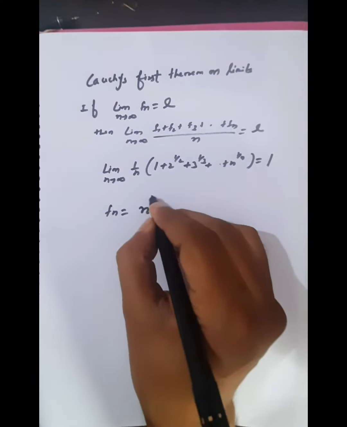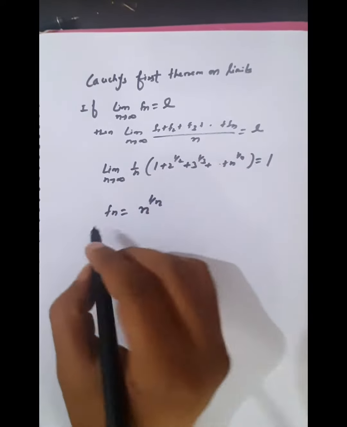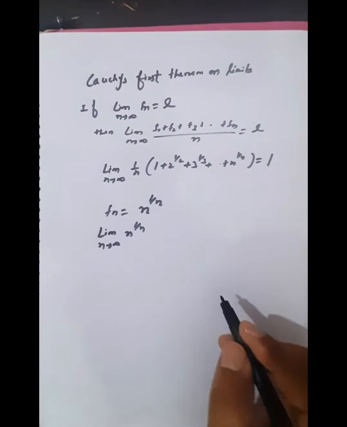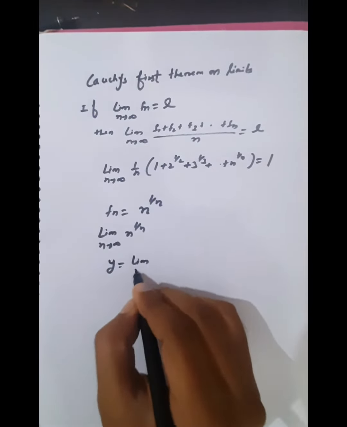Now with n^(1/n), and we have the theorem: if the limit of the sequence is L, so find the limit of this sequence, limit n tends to infinity, n^(1/n). We need to find it. It is very easy. We know that the value of this is 1, but if you don't know, then we will find it. We can take y equal to limit n tends to infinity, n^(1/n), then take log both sides, because we can see this is infinity raised to power 0 form. This is an indeterminate form.